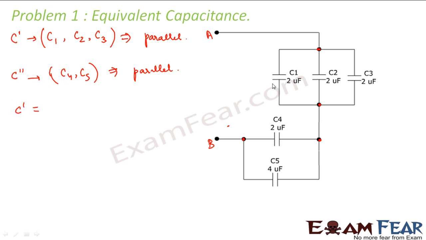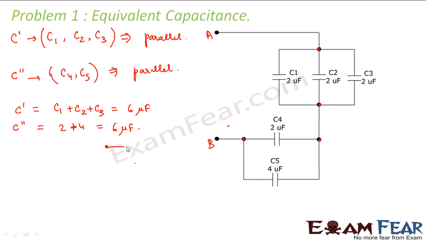So what will be C dash? 3 capacitors in parallel. So for parallel, we do C1 plus C2 plus C3. So it will be 2 plus 2 plus 2, that is 6 microfarads. What will be C double dash? That will be 2 plus 4, that is 6 microfarads. So now what will your circuit look like?